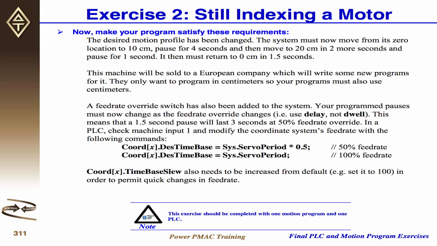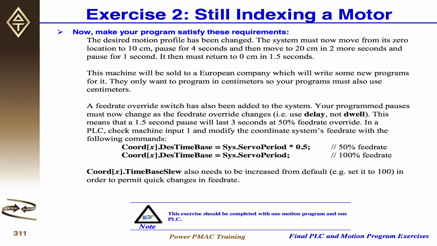And then you want your programmed pauses to change with variable feed rate. So you remember the delay command can be used for pauses that scale with changing feed rate. So you want to use delay, not dwell. And then you want to create an auxiliary PLC that's monitoring an input switch. And when you flip the switch, you want to scale your coordinate system's feed rate down to 50%. So when the switch is on, you'll go to 50% feed rate, and when you turn the switch off, you go back to 100% feed rate.